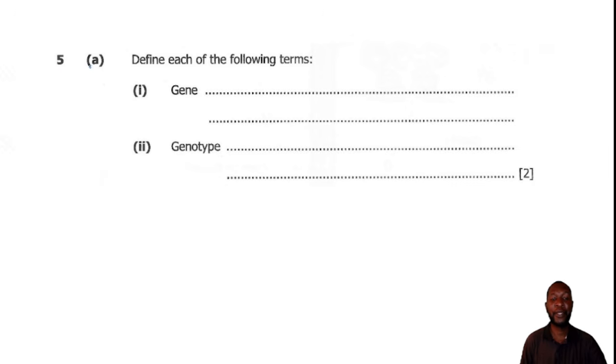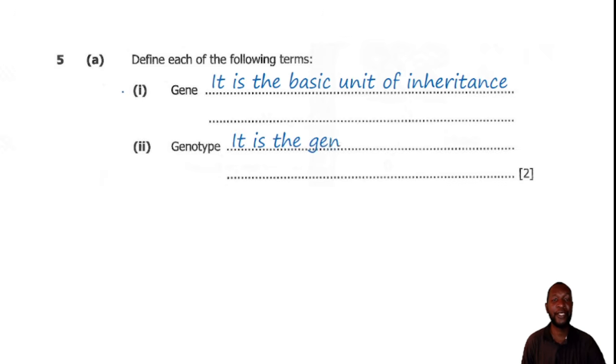Question 5. A. Define the following terms. 1. Gene. A gene is the basic unit of inheritance. 2. Genotype. Genotype is the genetic makeup of an organism. These were the answers to part A.